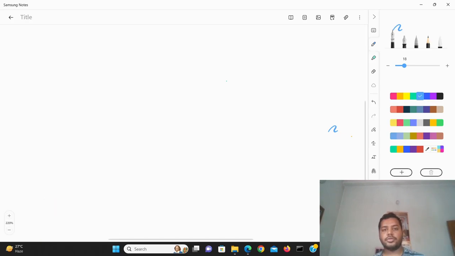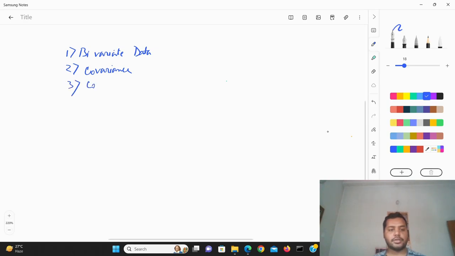So today's topic is all about covariance, bivariate data and the correlation coefficient. What are the things we are going to learn today? One is bivariate data. Second is the covariance, and third is the correlation coefficient.